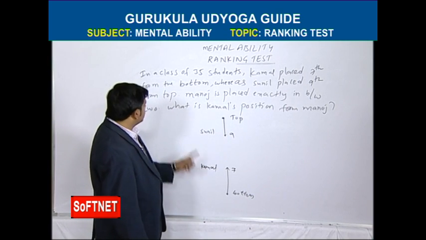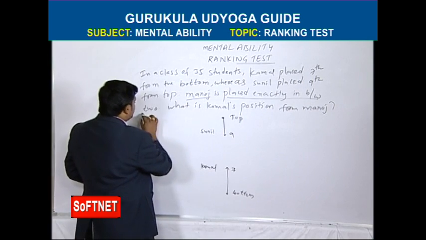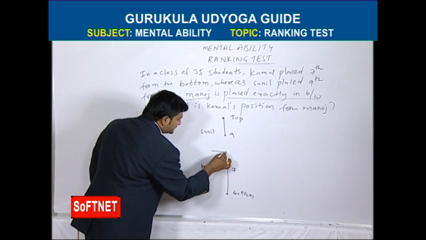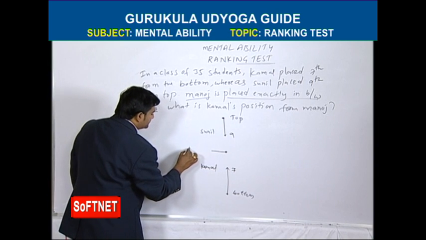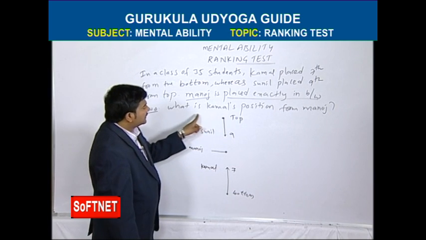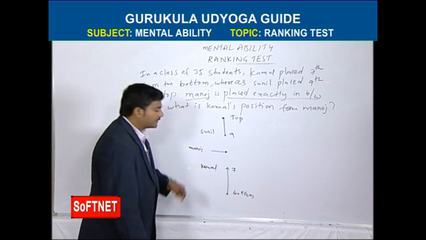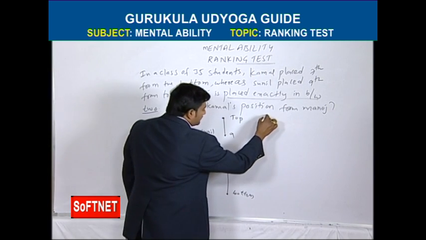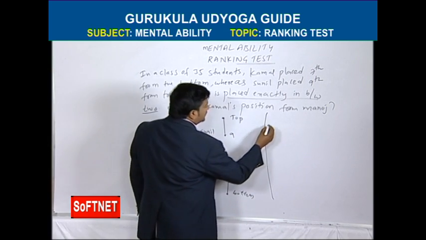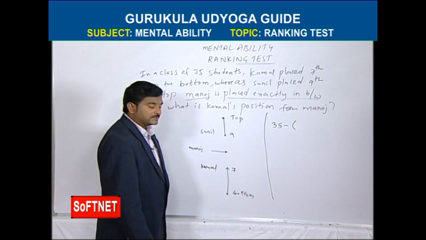Manoj is placed exactly in between the two. See, observe here: exactly in between the two, Manoj is placed in that position. What did I ask you to find? What is Kamal's position from Manoj? So now we will discuss one thing here. Total how many are there? 35 students. Total students I know is 35.